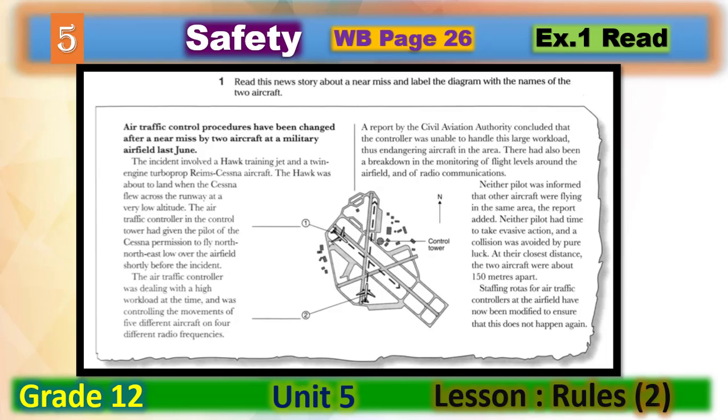Welcome back, my dear students. Now, let's read the text aloud before answering the questions. Aircraft control procedures have been changed after a near miss by 2 aircraft at a military airfield last June. The incident involved a Hawk training jet and a twin-engine turboprop Remis Cessna aircraft. The Hawk was about to land when the Cessna flew across the runway at a very low altitude.